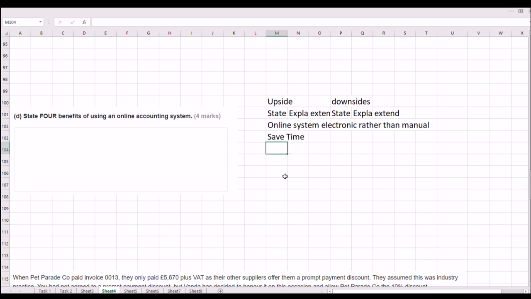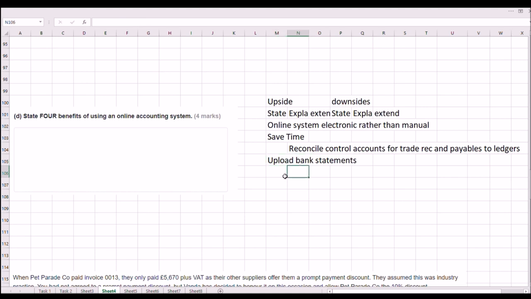And how is it going to save time? I've got some statements here. Well, it's going to reconcile the control accounts for trade receivables and payables to ledgers. Okay, I could upload bank statements. And what's the explanation of that? Well, I could then code the bank statement, reducing the chance of error.